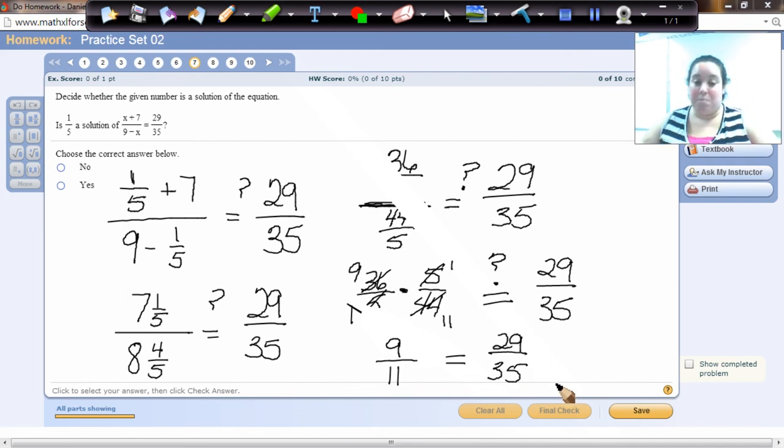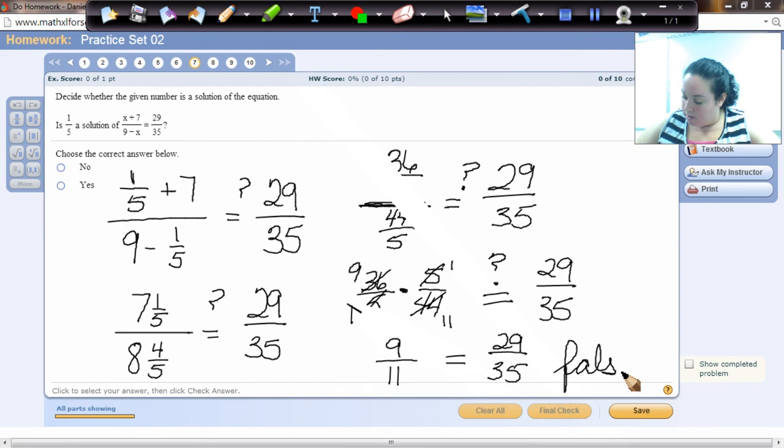This means that when we plugged in 1/5 for x, we did not get something that was true. Okay, this is a false statement. Okay, 9 over 11 is not the same thing as 29 over 35. So because we got a false statement, 1/5 was not a solution. Not a solution.